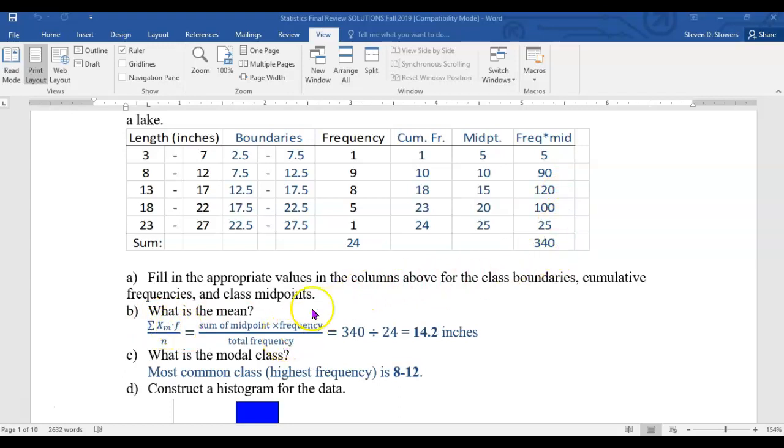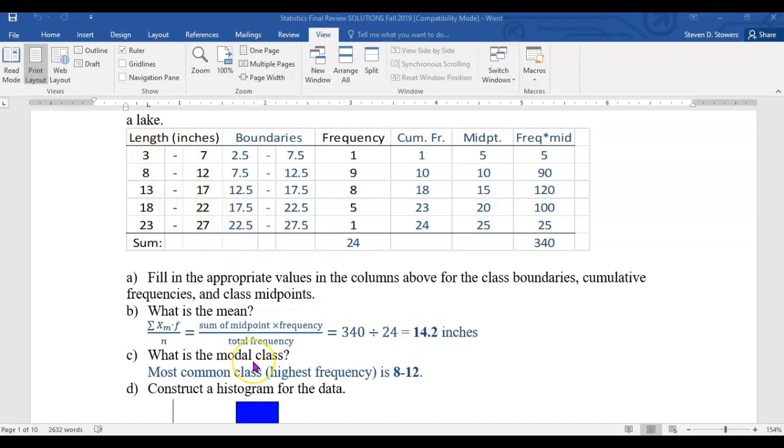And then I divide by n, which is the total frequency, and that is 24. So 340 divided by 24 comes out to be 14.2. Notice that that is somewhere in the middle of these lengths.